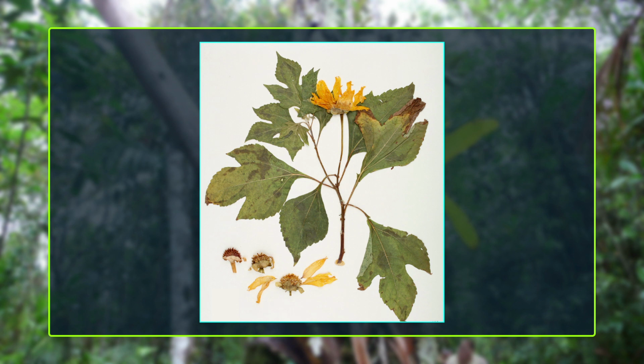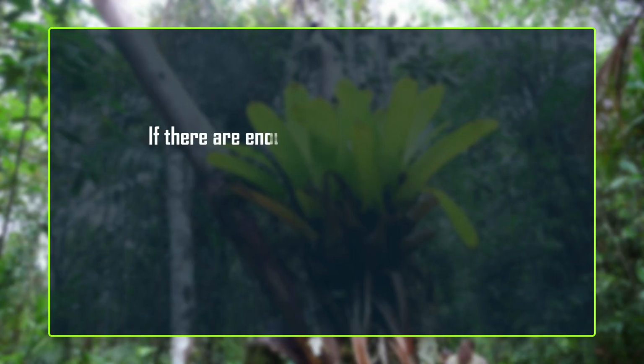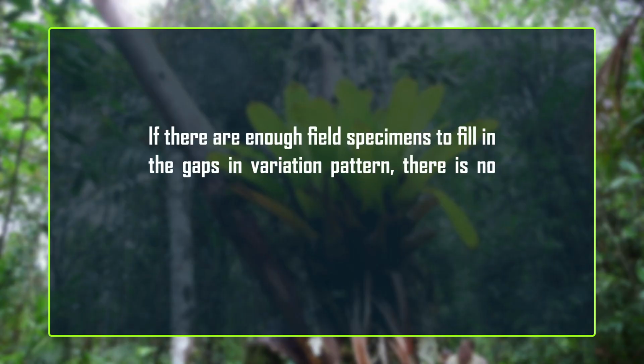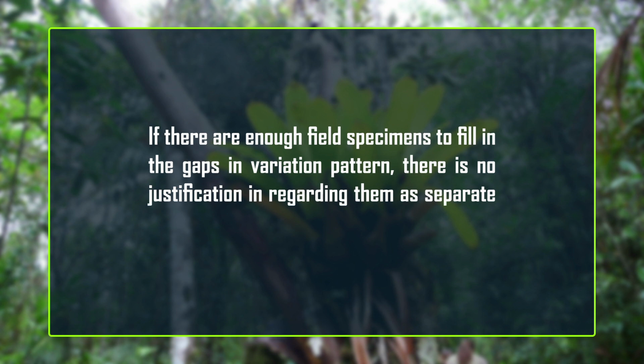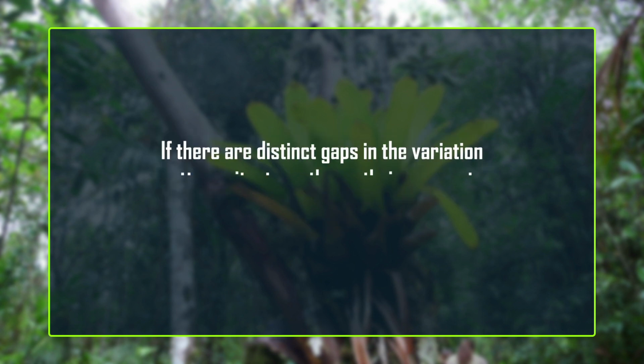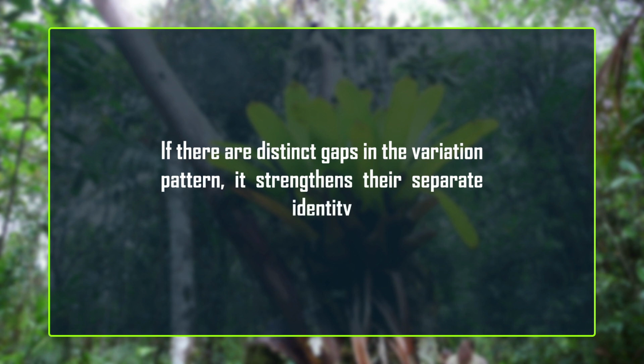Two or more herbarium specimens may appear sufficiently different and be regarded as belonging to two different species on the basis of very few available herbarium records. But only a field study of populations involving thousands of specimens can help in reaching a better understanding of their status. If there are enough field specimens to fill in the gaps in the variation pattern, there is no justification in regarding them as separate species. On the other hand, if there are distinct gaps in the variation pattern, it strengthens their separate identity.